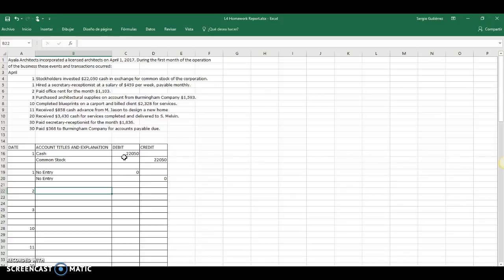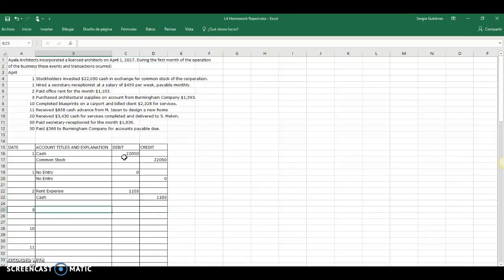On the second day, Ayala paid office rent for the month, $1,103. So the account we are going to use is rent expense for the amount of $1,103. So it has been paid with cash, and this is going to go in the credit column.